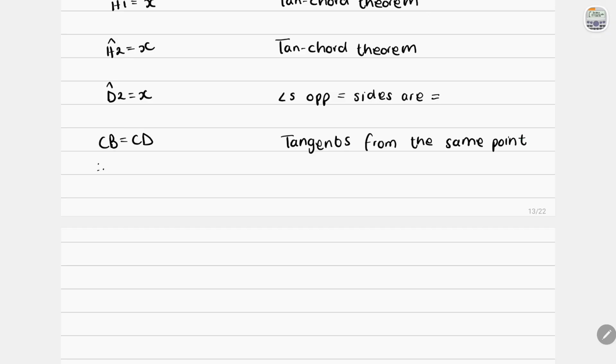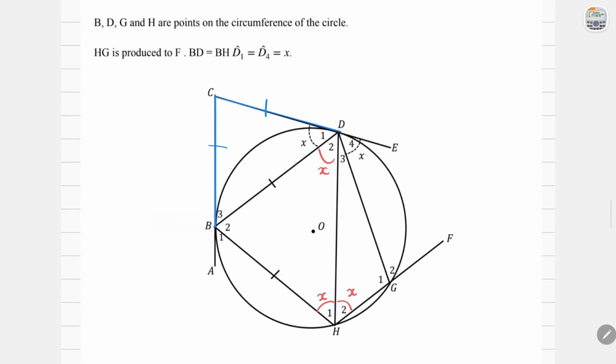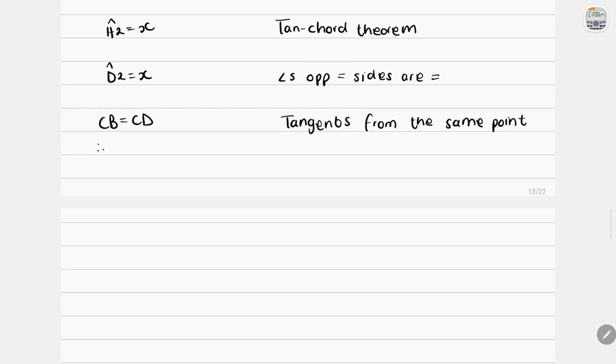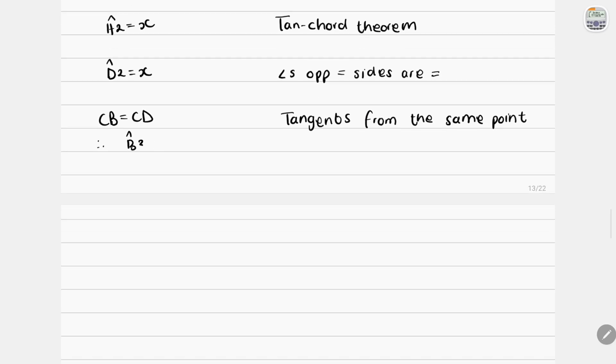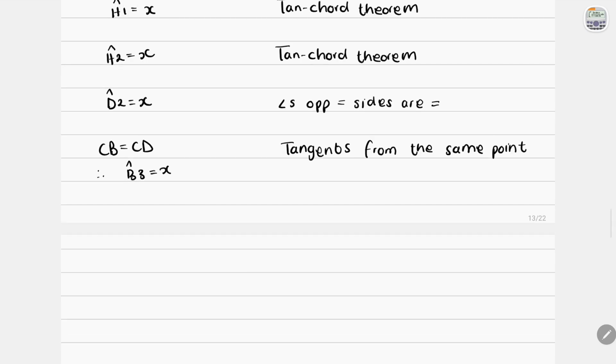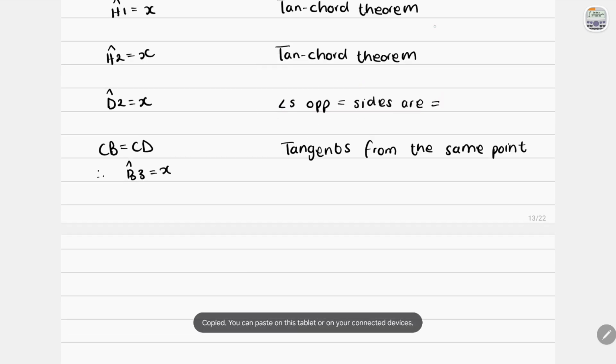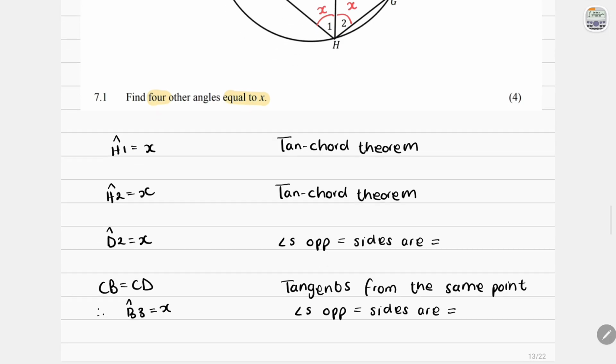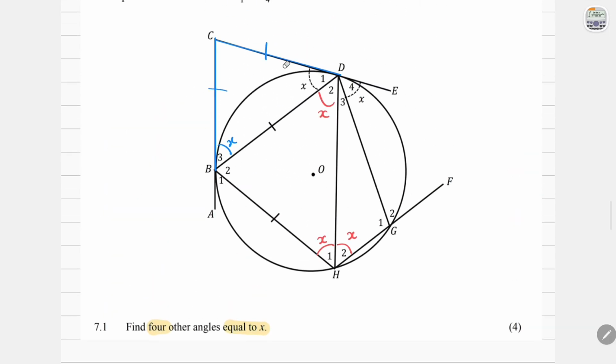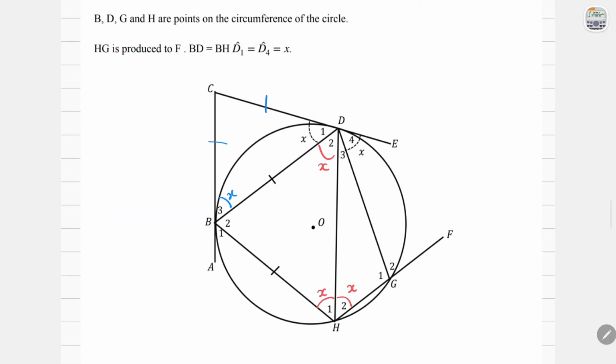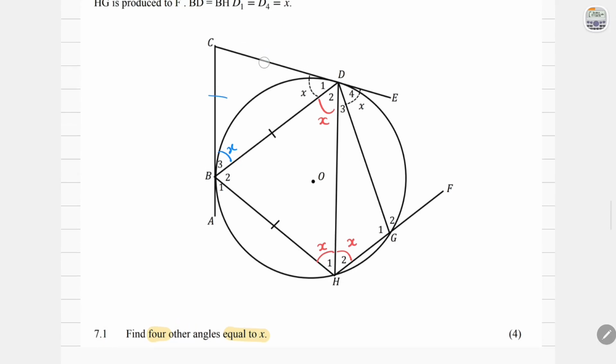And then the conclusion with the angles would mean that the angles opposite their equal sides would be equal. So this is also X because that is X. So angle B3 is also equal to X, because angles opposite equal sides are equal. And there we go, those are 4 angles equal to X. We have made sure to put those down. I'll leave these lines here just in case we need them. Let's leave them all in the same color so we know everything related to X. And that is our answer.